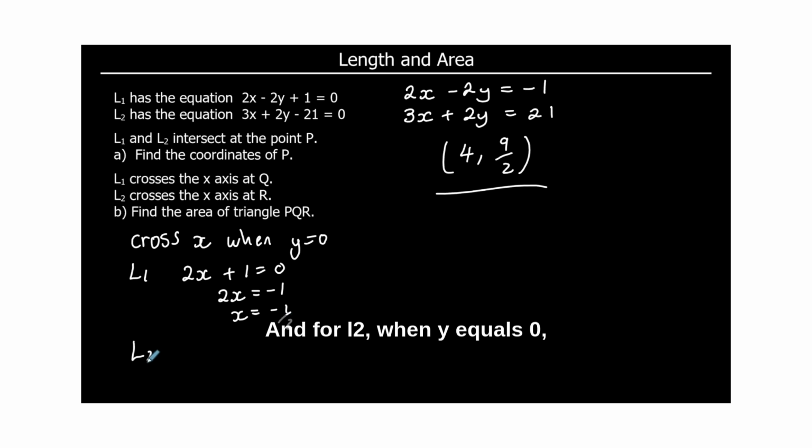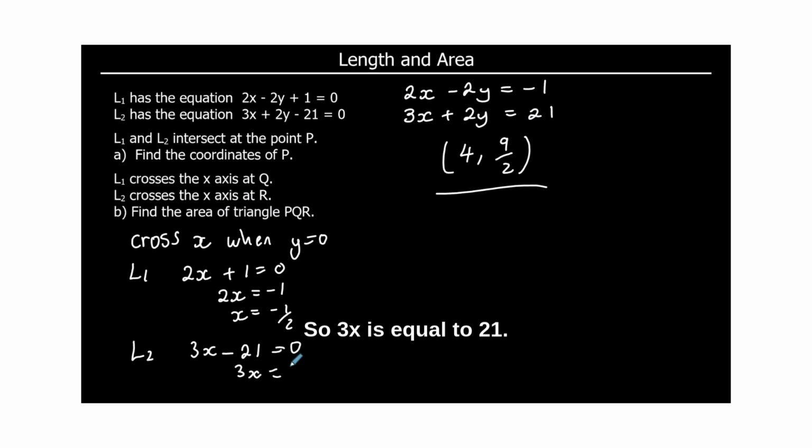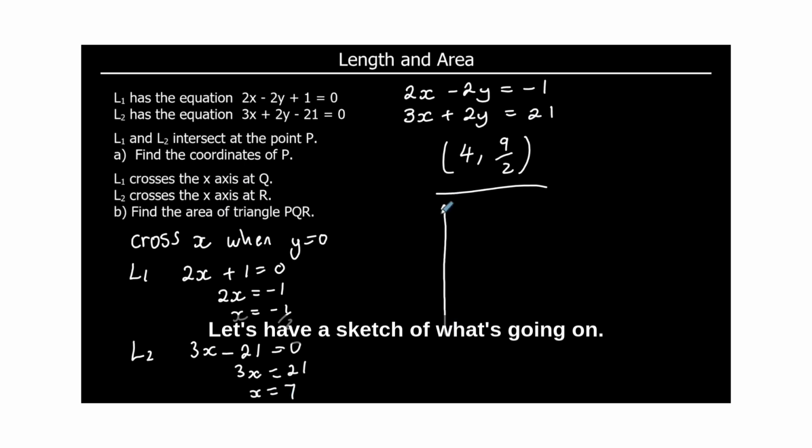And for L2, when y equals 0, we've got 3x minus 21 equals 0. So 3x is equal to 21. X is 7. So let's have a sketch of what's going on.